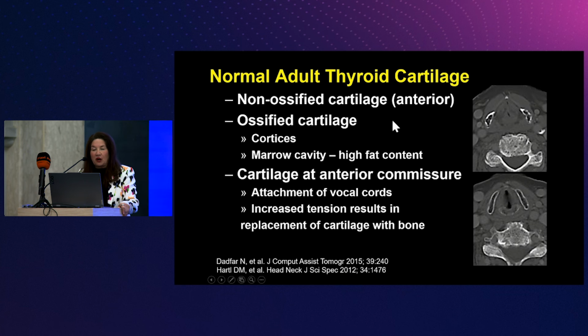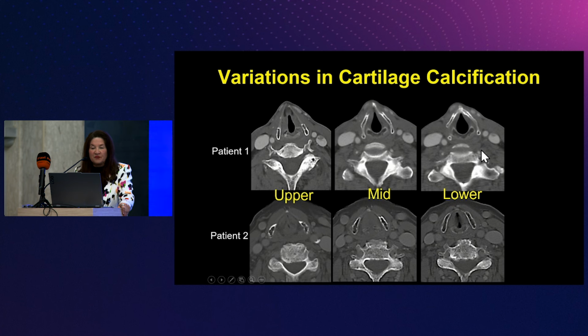Normal adult thyroid cartilage. So here you'll see non-ossified cartilage anteriorly, right? And then you'll have the ossified cartilage that has the cortical margins. Most often you're going to see a lot of fat in the medullary cavity. And it's also important to remember at the attachment of the vocal cords, there's a lot of increased tension on the cartilages where they insert, such that the cartilage is replaced by bone where the anterior commissure is, and that is what you're seeing here, this dense mineralization.